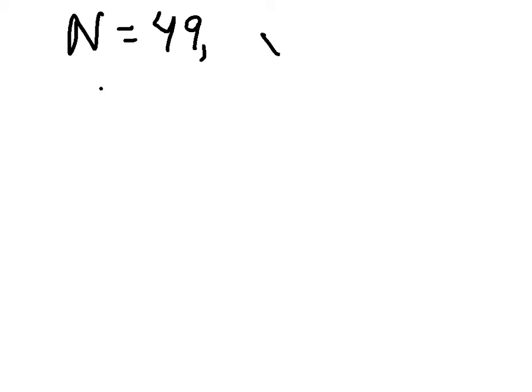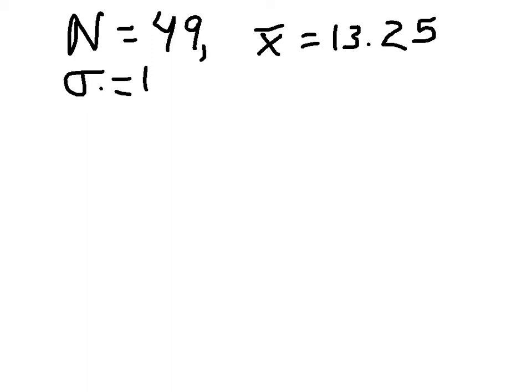Our x bar is equal to 13.25. Sigma is equal to 1.25. Now you notice here that we use sigma rather than s because this is the population standard deviation. And let's look at our formula for a minute.